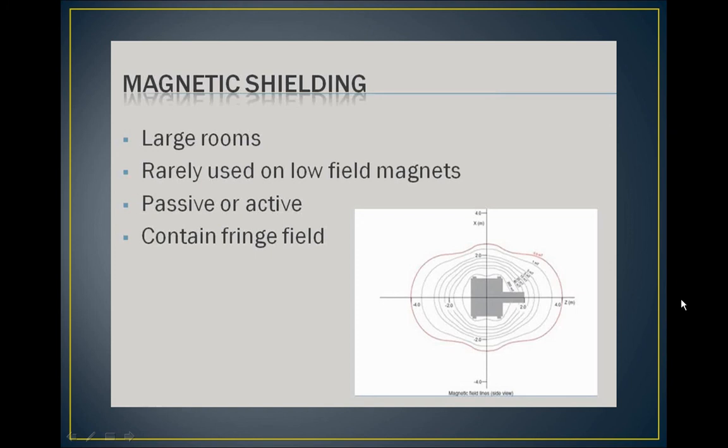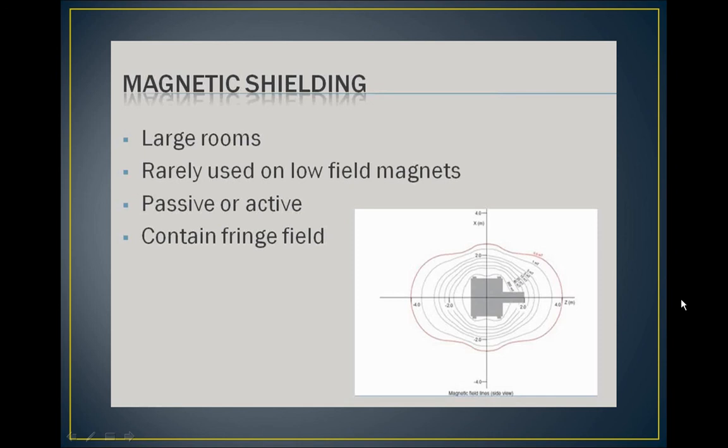MRI systems are generally positioned in a very large room to ensure that the fringe field is contained within the room. High field magnets use passive or active magnetic shielding, since the fringe field extends far from the center of the magnet. Both types of magnetic shielding act to contain the main magnetic field within a small area. You can see in this picture, even with active magnetic shielding, how far the magnetic fringe field extends from the center of the magnetic bore.